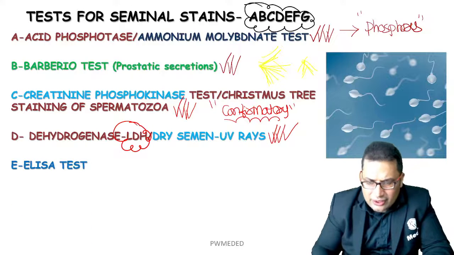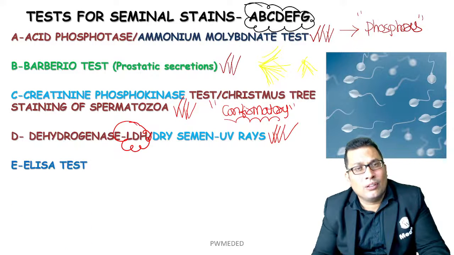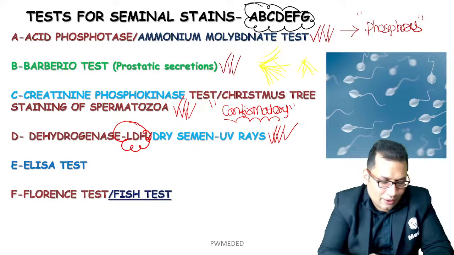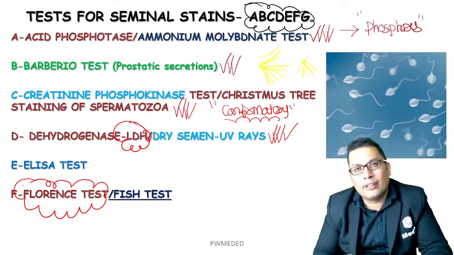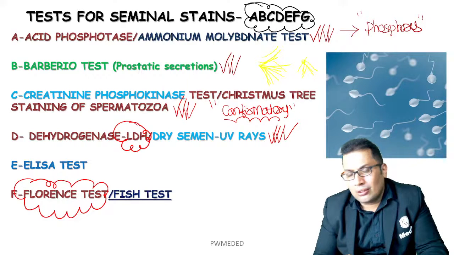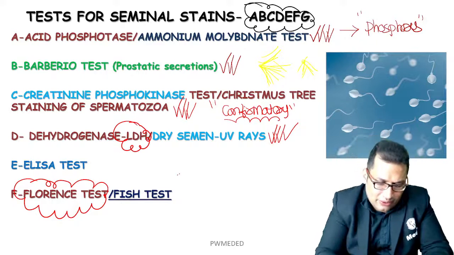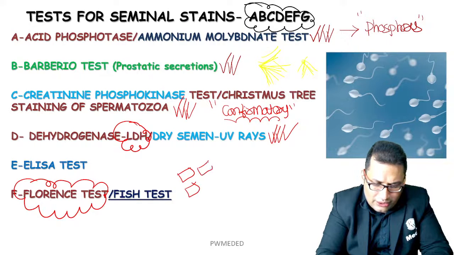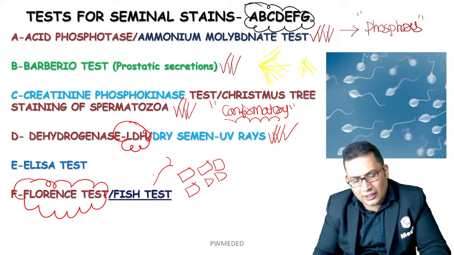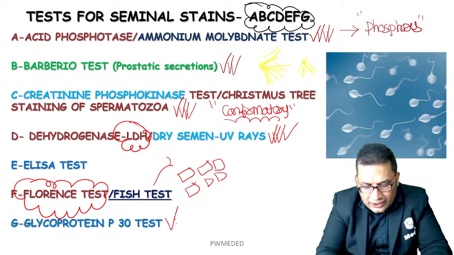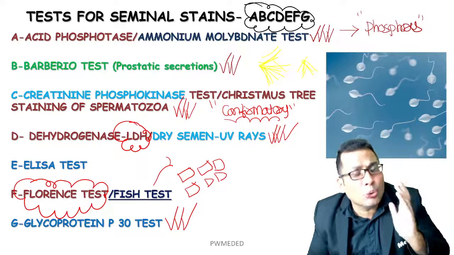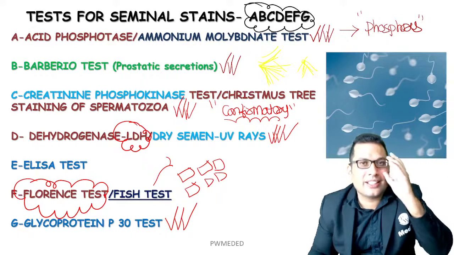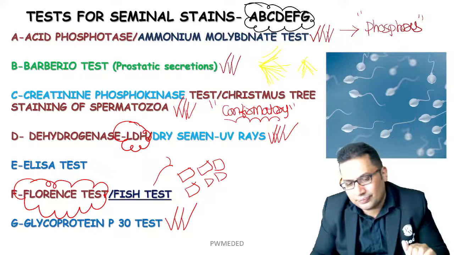E for ELISA test. F for Florence test. Florence, very commonly asked. In Florence, you will see brown rhombic crystals. Brown rhombic crystals, like this. And G for glycoprotein P30 test. Glycoprotein P30 test is one of the commonly used tests for seminal estimation or identification.